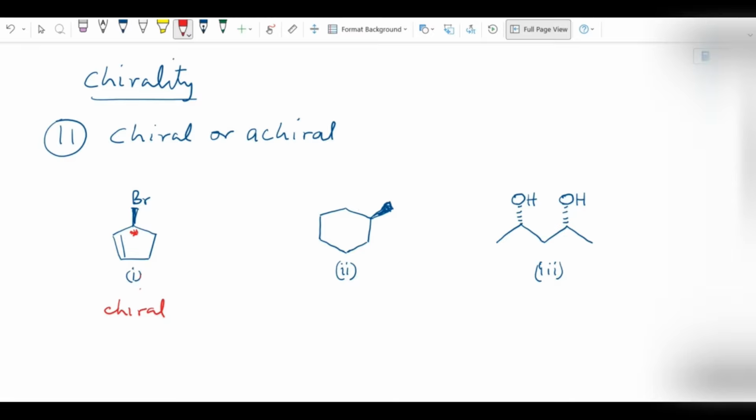Next question. Looking at this compound, the group here and the group here are the same. So definitely there are no 4 different groups in that compound. Therefore, this compound cannot be chiral. Secondly, in terms of plane of symmetry, you can literally divide this compound into 2 equal halves. Therefore, this will be achiral.